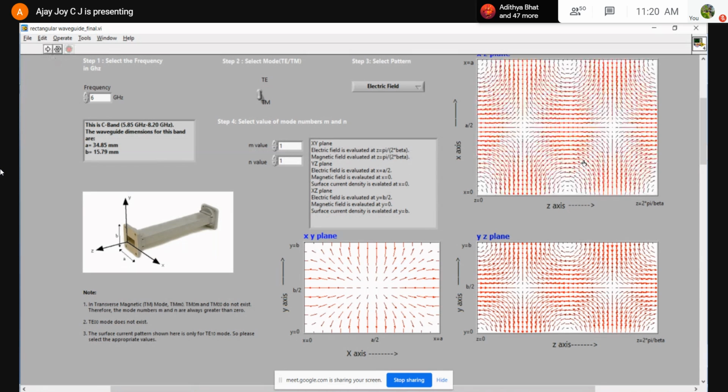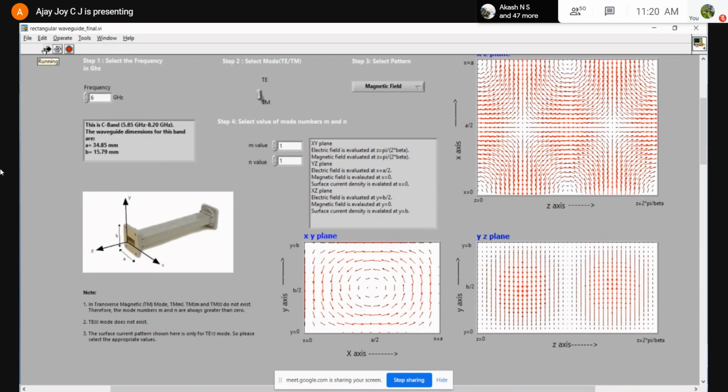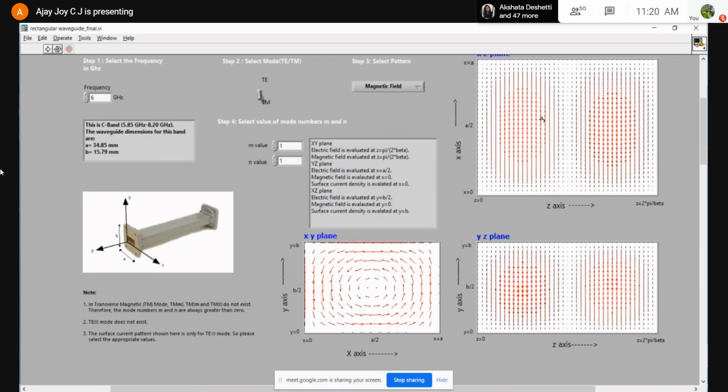Here we can see the electric field patterns in the rectangular waveguide. If we change it to magnetic field, here we can see how the magnetic field pattern will be in a rectangular waveguide.